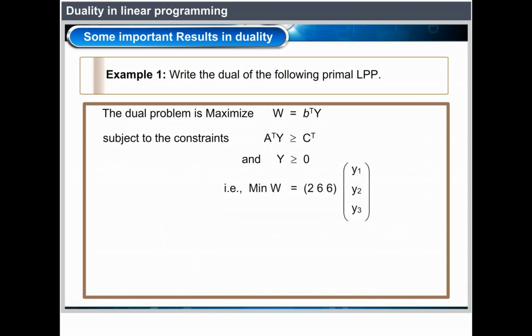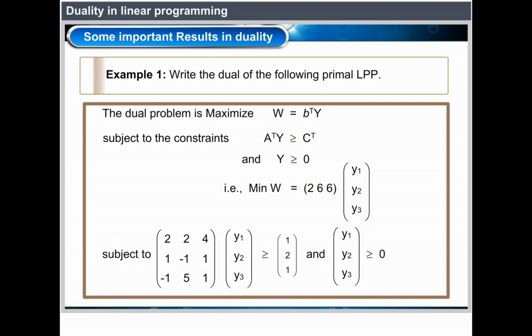That is, minimize W equals 2, 6, 6 into y1, y2, y3, subject to first row 2, 2, 4, second row 1, minus 1, 1, third row minus 1, 5, 1 into y1, y2, y3 greater than or equal to 1, 2, 1 and y1, y2, y3 greater than or equal to 0.